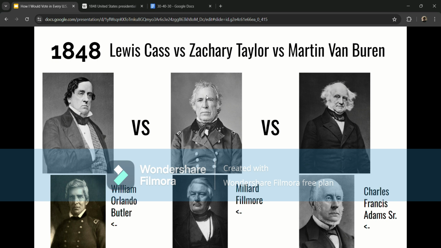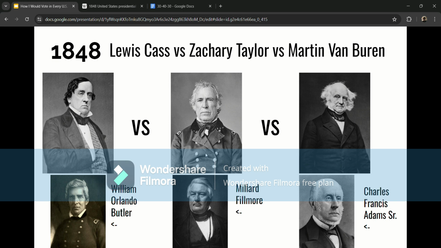Now I look over here to Zachary Taylor, a Southern war hero from Louisiana. Never held elected office before. He had been in the military all his life. A very famous and effective war hero in the Mexican-American War. So definitely could be seen as appealing like that.